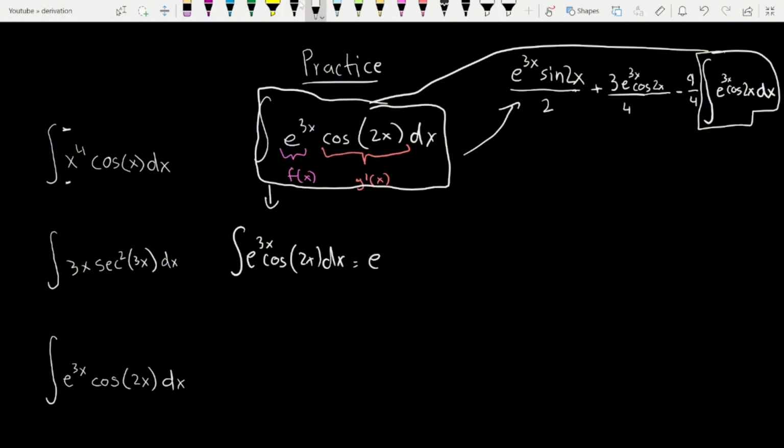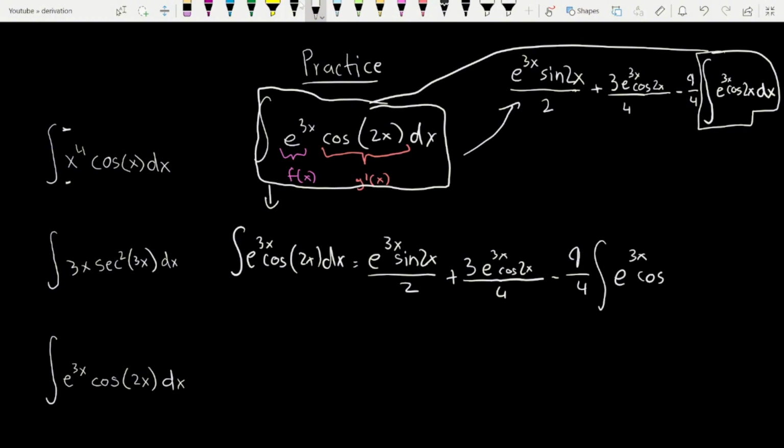Okay, so this is e^3x sine 2x over 2 plus 3e^3x over 4 cosine 2x minus 9 by 4 e^3x cosine 2x dx, right? And what you can see is that this thing and that thing are completely the same. So I want you to imagine this thing as a, and so that thing would be a as well, right?